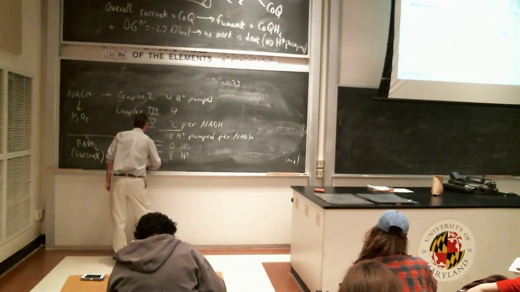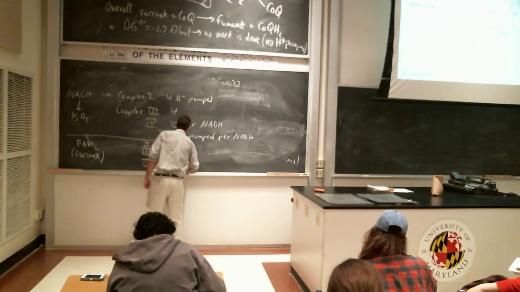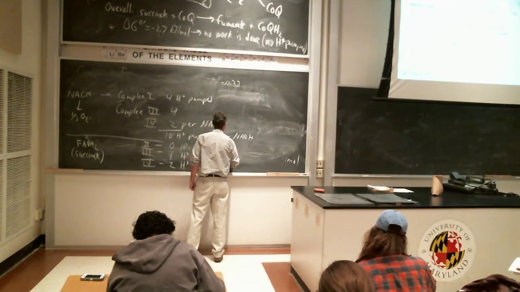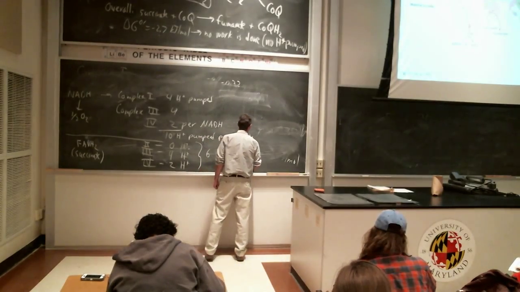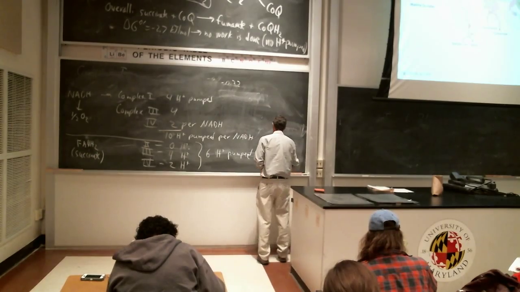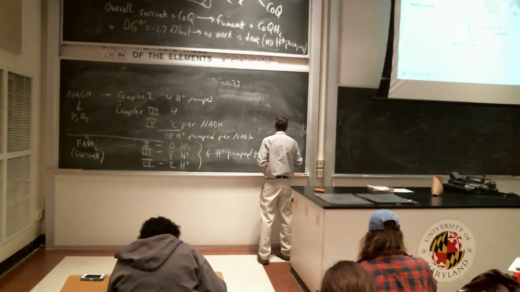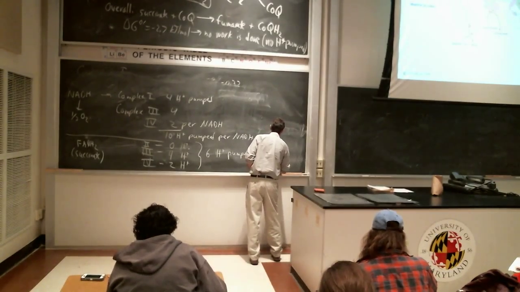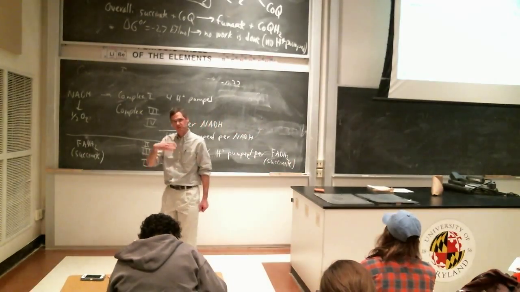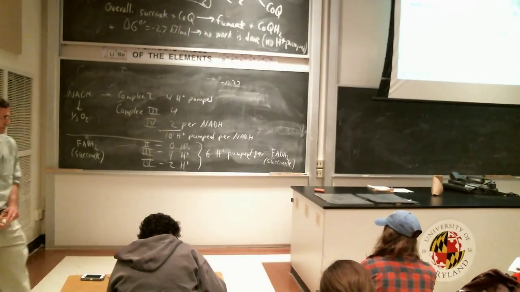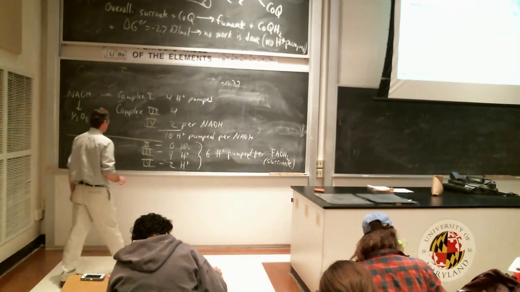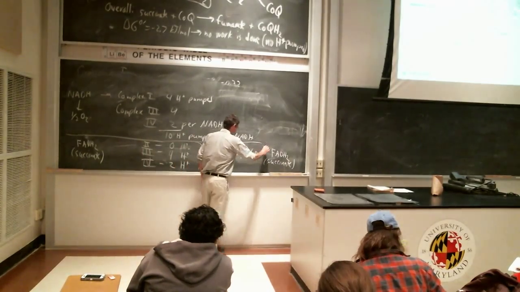And then again, complex 4 is going to do 2 protons. And so you get 6 protons pumped per FADH2, if you want to think of it that way. But again, it really means per succinate. So you don't get quite as many protons for that succinate as you did for the NADHs. That'll come back. We'll do some more accounting later.